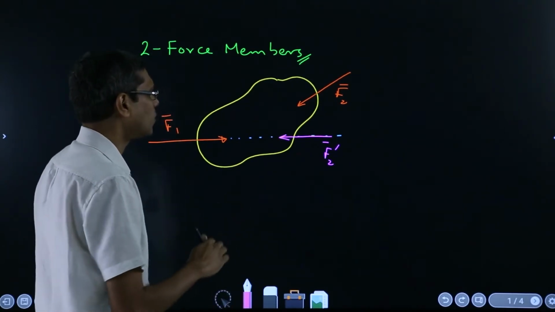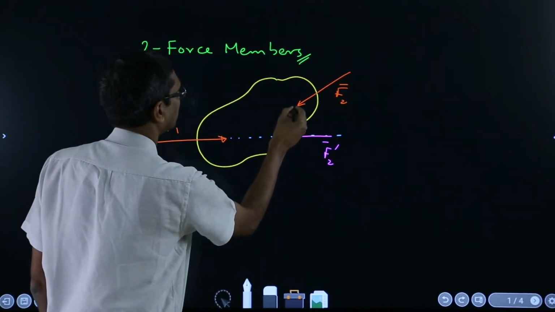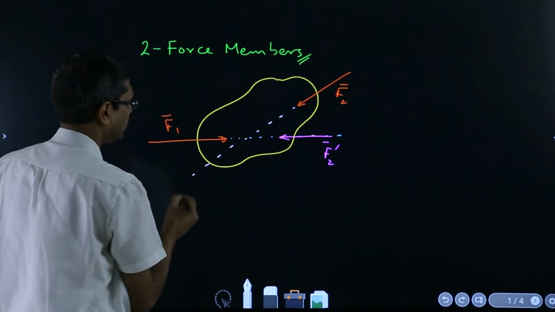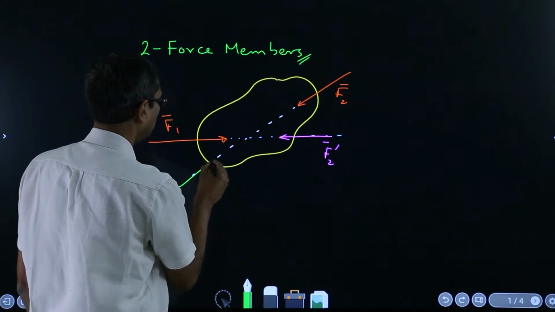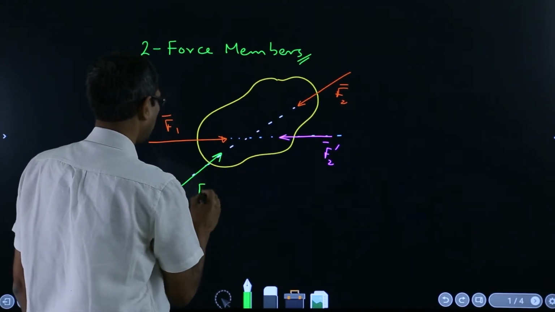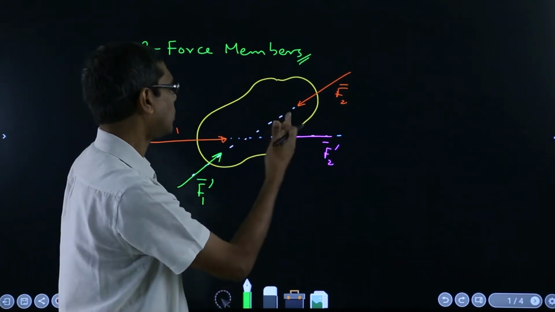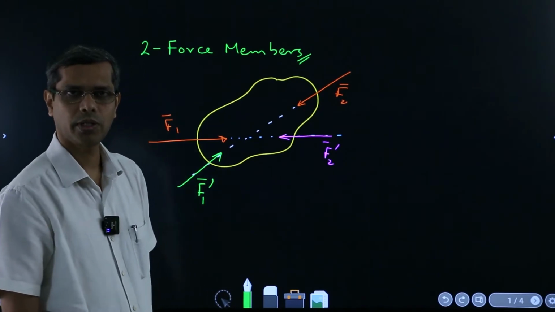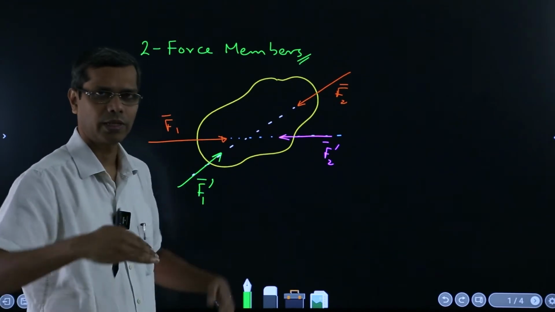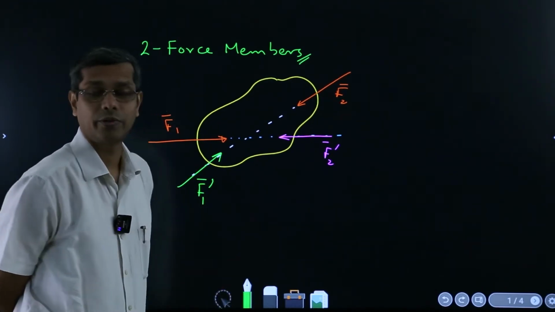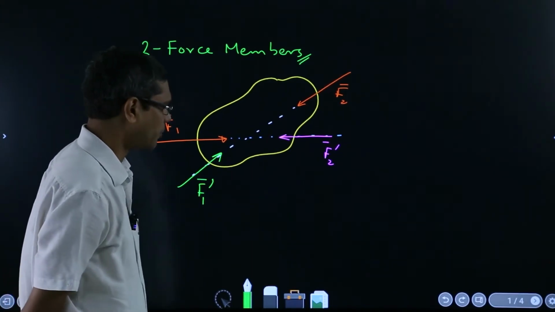So for everything to cancel out, if 2 forces are acting and the body is in equilibrium, they must be collinear. Either this or maybe the other side also I could have drawn. That could also be a case where the body will be in equilibrium. So I could have said F1 prime maybe. That also could have been a situation where the body will be in equilibrium. But not F1, F2 when there is some angle between them. Okay. So that's the condition of 2 force members.